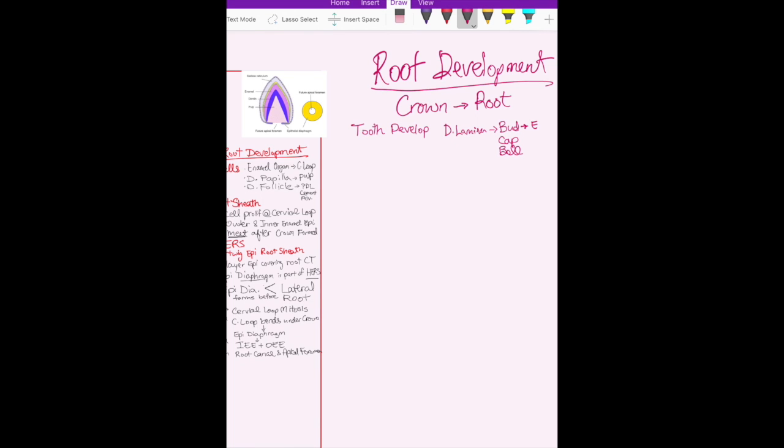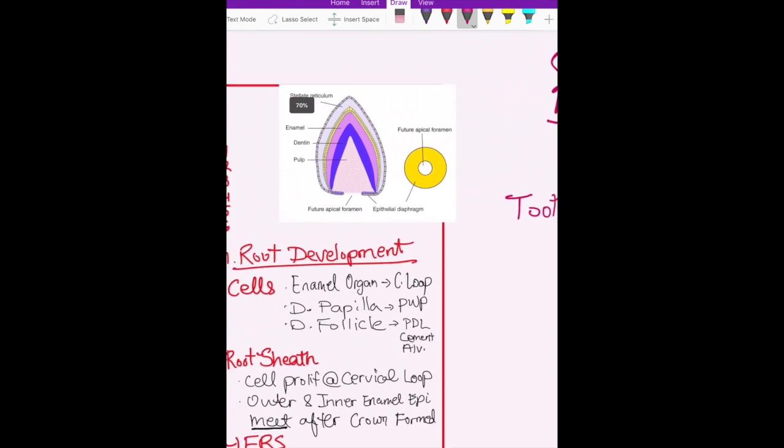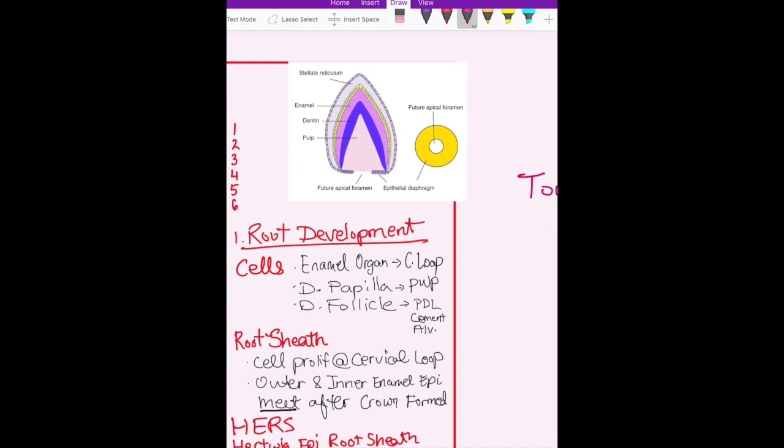So if we talk about root development, let's talk about the cells. So cells of root development are basically everything that is forming the tooth. So you have the enamel organ, which originates at the cervical loop. You have the dental papilla, which forms the pulp. You have the follicle, which will form the PDL, cementum, and the alveolar process. So all of the cells contribute to that.